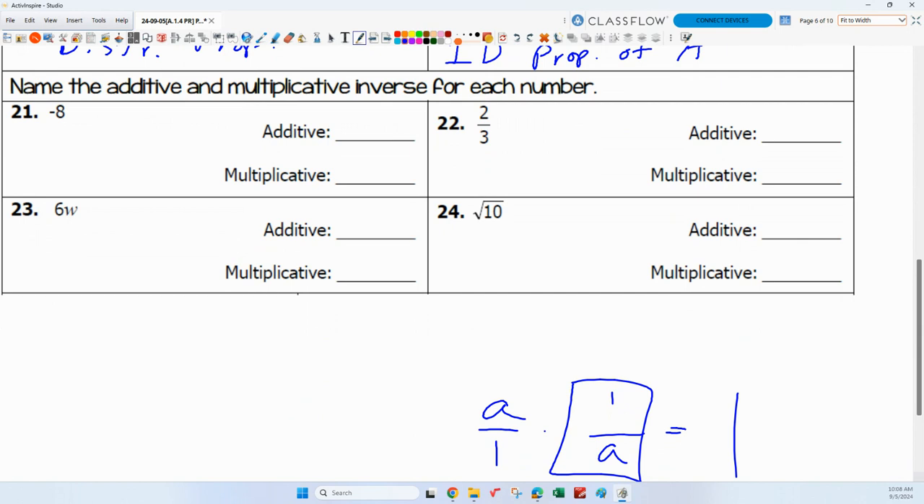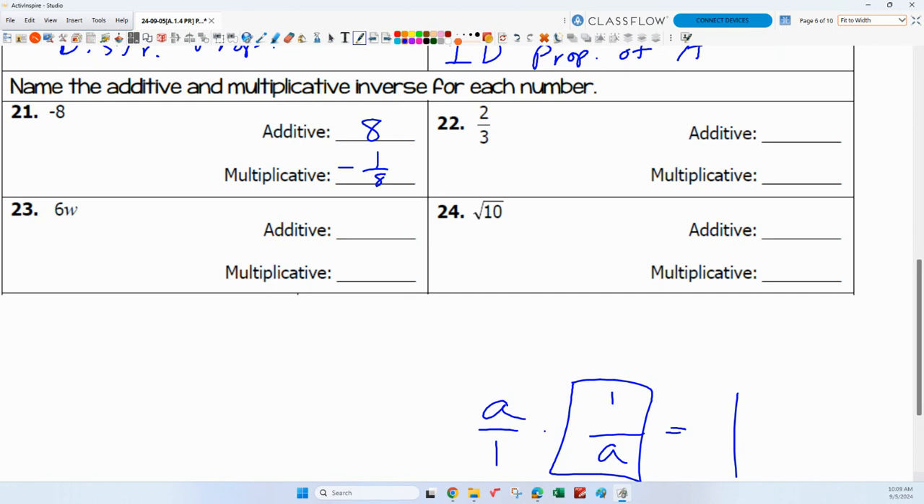Okay, so let's look at 21. Name the additive and multiplicative inverse. What's the additive inverse the same as? The opposite, right? So if negative 8 is the number we're starting with, what is its additive inverse or opposite? 8. What's the multiplicative inverse? The reciprocal. Good. So what's the reciprocal of negative 8? Yeah, negative 1 over 8. You might be thinking 1 over negative 8. Same thing, except we never want to leave a negative sign on the bottom. We always pull it out front of a fraction, right?